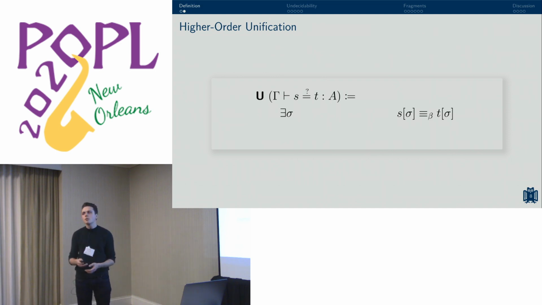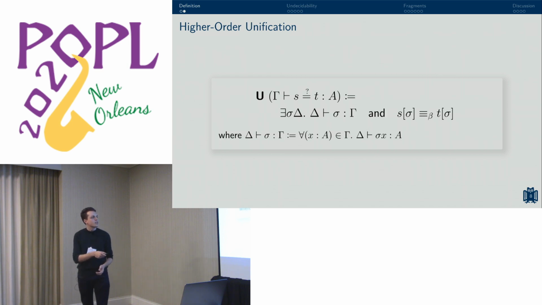Now, this cannot be any old substitution. We want to make sure that the typing constraints in gamma are actually satisfied. So what we do is we require that sigma needs to insert well-typed terms, which match the typing constraints for the three variables that are given in gamma.